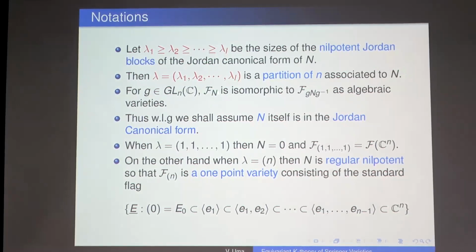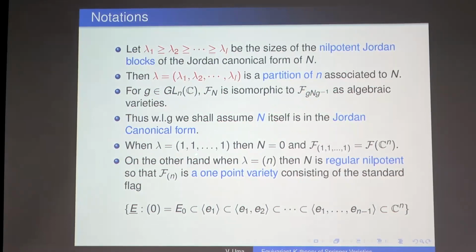By general theory, it is known that the Springer variety associated to N will be isomorphic to F_{gNg^{-1}}. If you conjugate it by some invertible matrix, these two varieties are isomorphic as algebraic varieties. So this is generally known. It is independent of the conjugacy class. So we can assume that N itself is in the Jordan canonical form from now on, for simplicity.